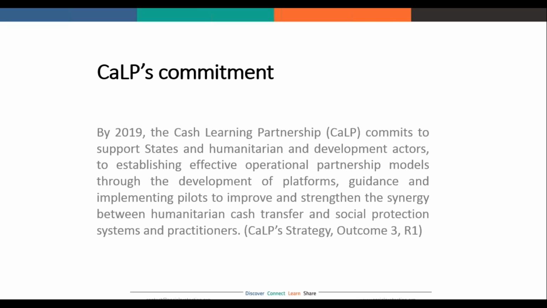In response to that, CaLP is also committing to doing lots of things. We're committing that by 2019, we will support states and humanitarian and development actors to establish effective operational partnerships through the development of platforms, guidance, and pilots to improve and strengthen the synergy between cash transfer programming in the humanitarian sector and social protection systems. So we are already starting to do that.